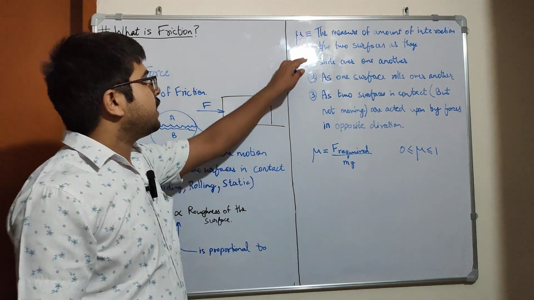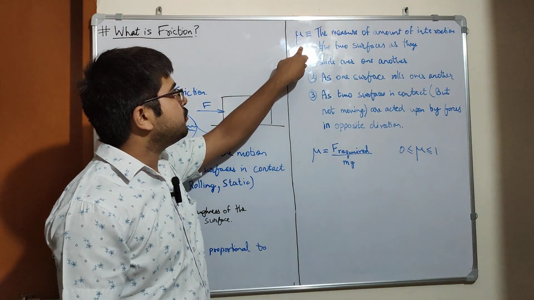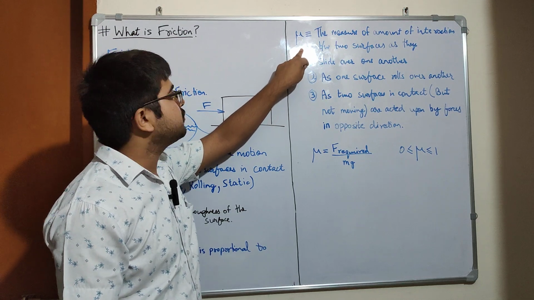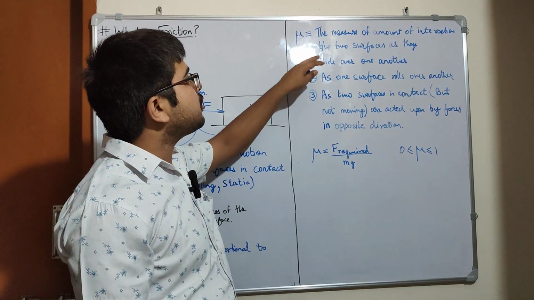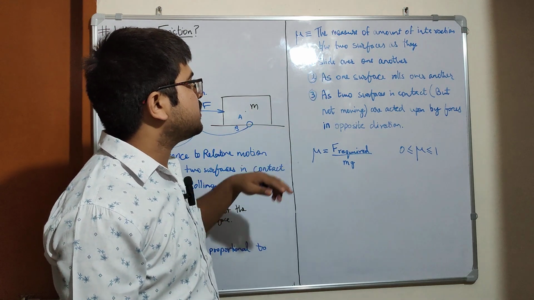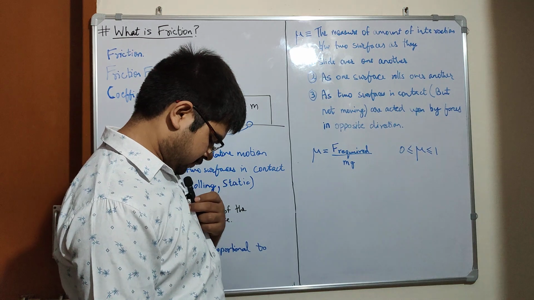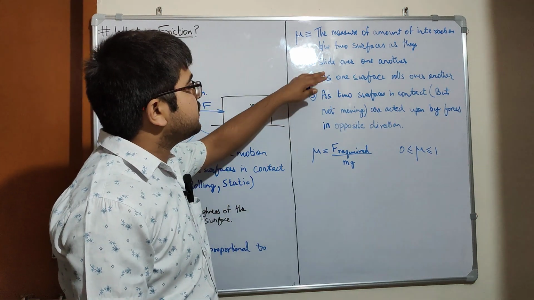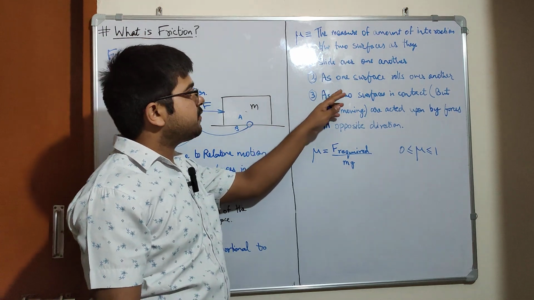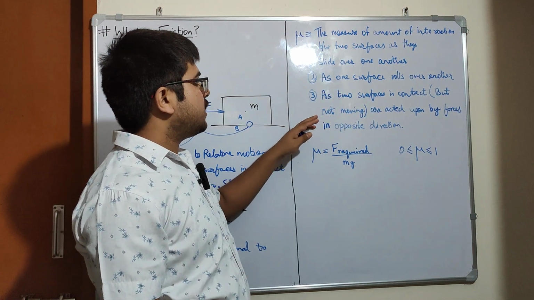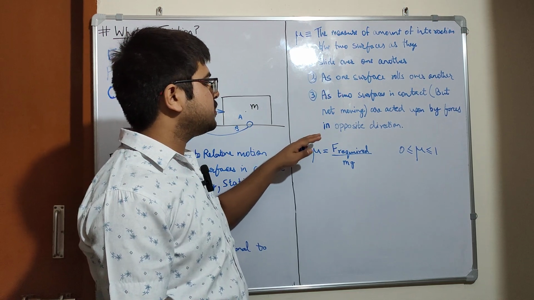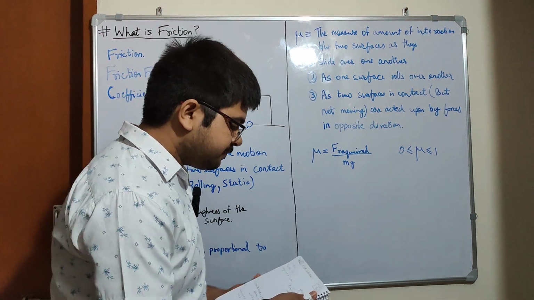Then we have this symbol nu, pronounced as nu. It is a measure of the amount of interaction between two surfaces as they slide over one another, as one surface rolls over another, as two surfaces in contact but not moving are acted upon by forces in opposite direction.